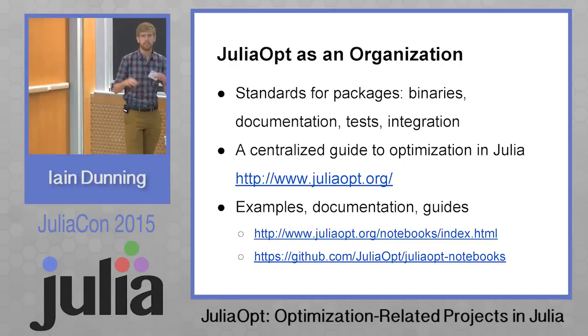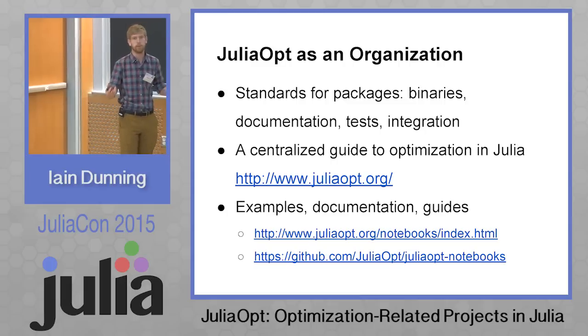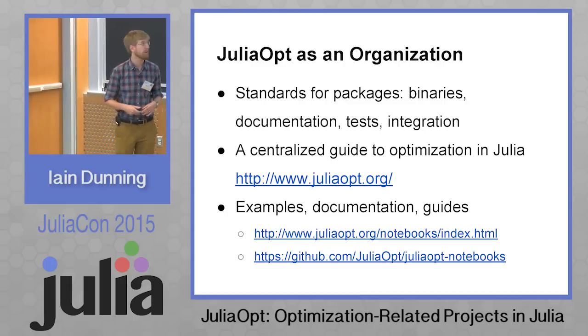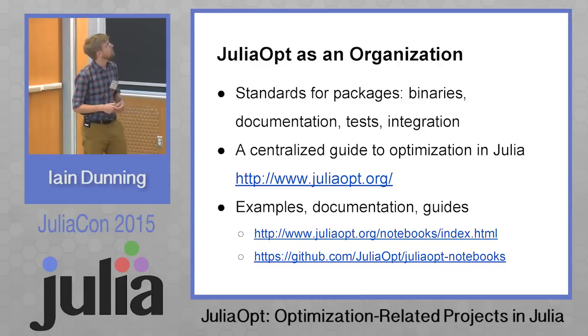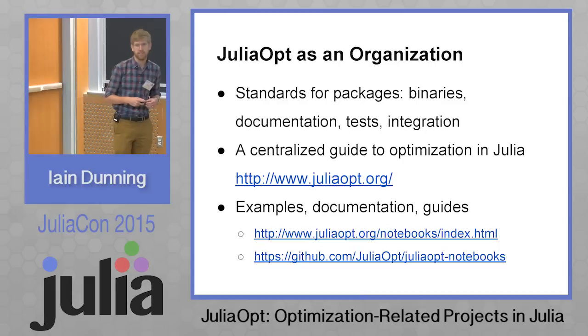So we don't want things to be siloed and just nominally under one umbrella. We want everything to interoperate with each other where appropriate. The website we're trying to build into a more centralized guide to optimization in Julia, and that means examples, documentation, guides, and other resources like classes that are using it, teaching materials.